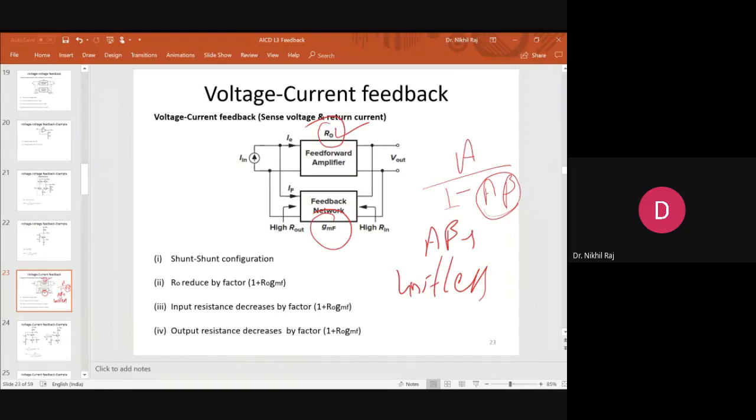So based on this beta network and the type of configuration, we decide the input resistance, and how we decide: if it is a series, the impedance will increase. If it is a shunt, the impedance will decrease. For example, in this case, in the output there is a shunt. This means output resistance will decrease. In the input section, there is also a shunt configuration. This means again input resistance will also decrease, and will decrease by the factor of desensitivity, that is 1 plus A beta.